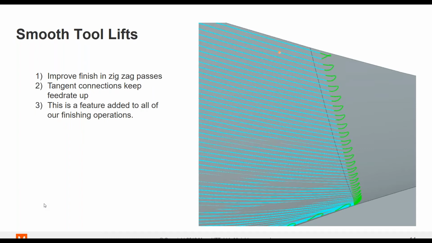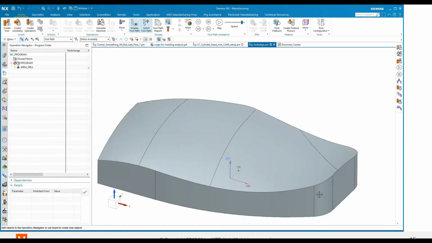Now, the smooth tool lifts are not just some individual operation that you choose in NX. It's actually a capability that's added to all of our finishing routines that can do a zigzag toolpath. So it's broadly available to you when you need it. Again, let's demonstrate that in NX now.